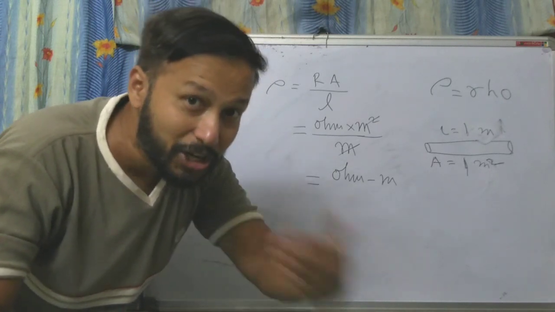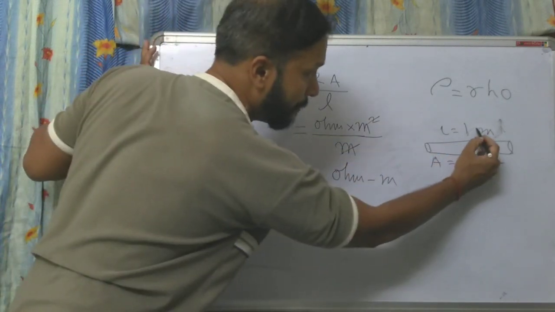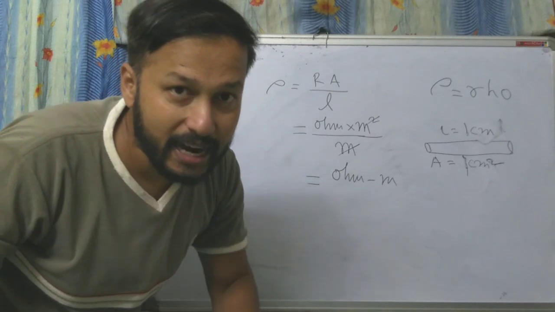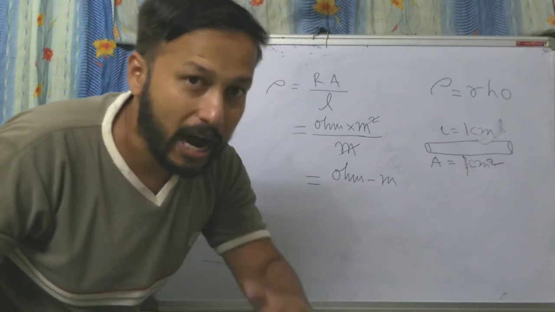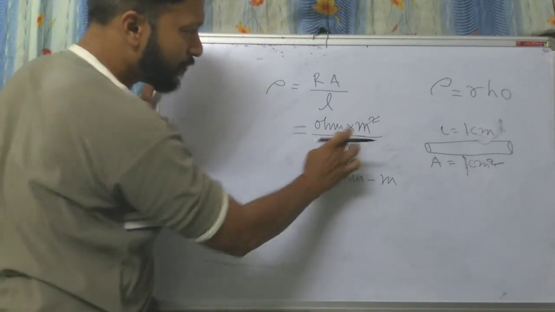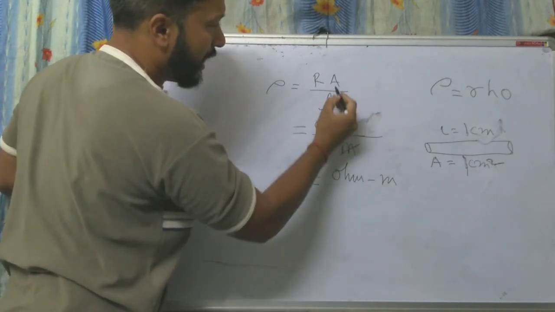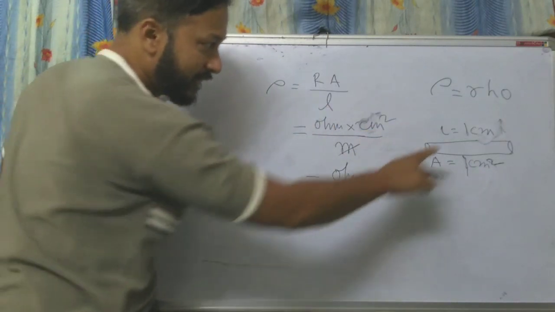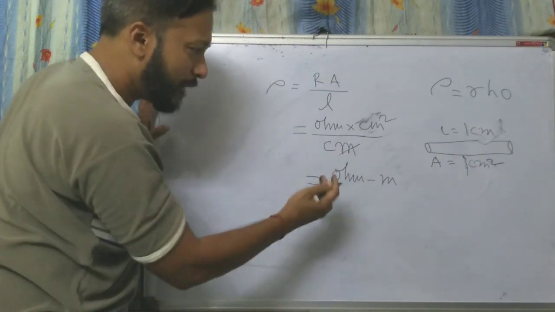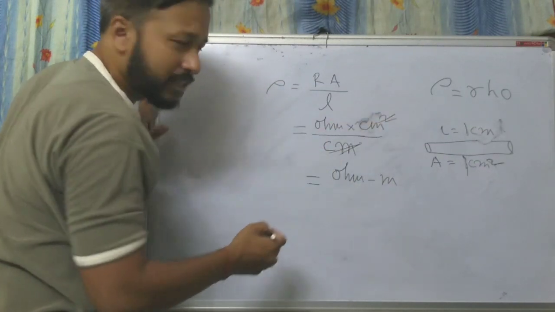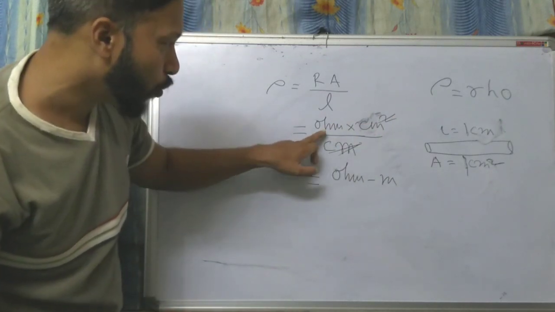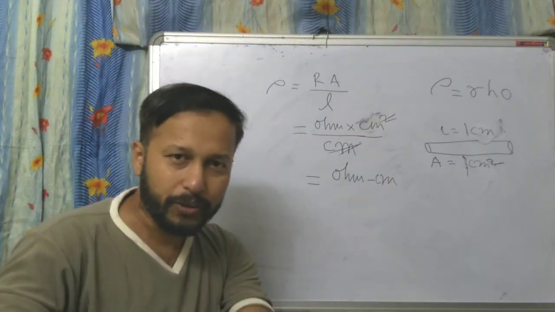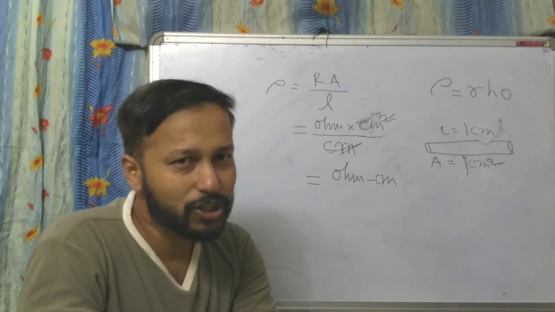Understood? Now instead of using meter, if you use centimeter, like length is 1 centimeter, area is 1 centimeter square, then how will you describe the unit? Instead of using meter, just write area of centimeter square. What is the unit of length? Centimeter. So just write centimeter. Same way, cut centimeter and centimeter square. You are getting centimeter. So ohm centimeter is another unit. Understood? So we are getting two units. One is ohm meter, another unit is ohm centimeter.